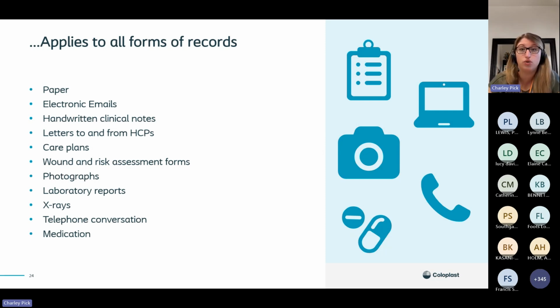You need to ensure that photography of wounds is uploaded to your systems, or if you are in an acute trust and you have a photography department, that they come down and take the photos and attach them to the patient's record. You need to ensure that your wound and your risk assessment forms are completed and completed in a timely manner. Don't just document that you've completed the wound care. Say what you've actually done for that wound.